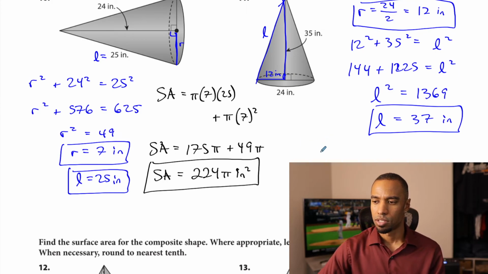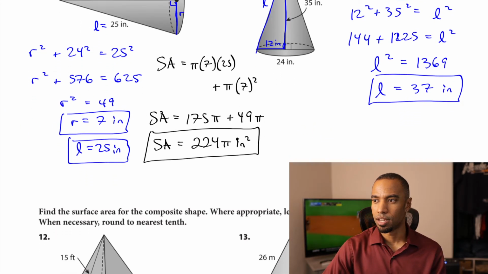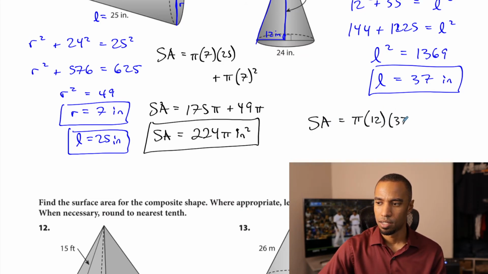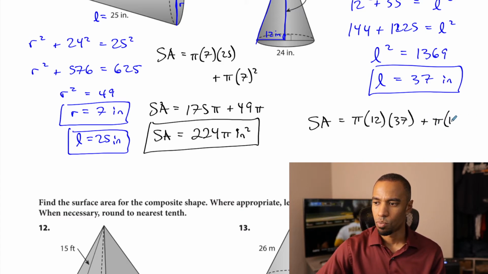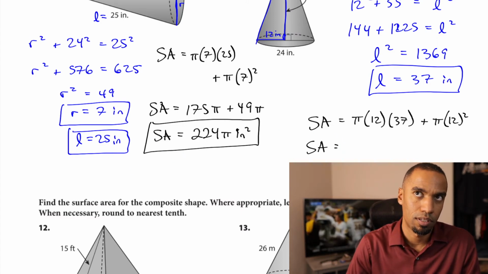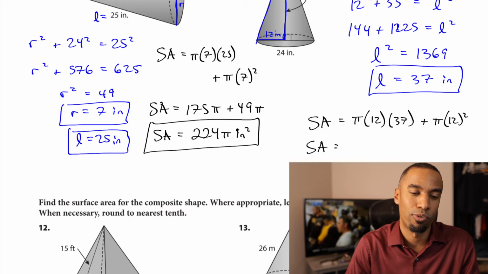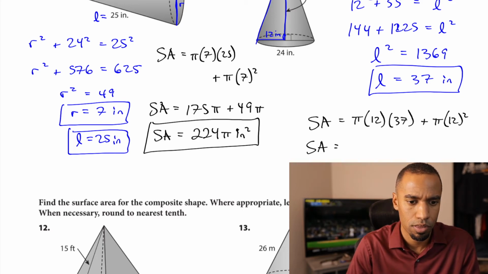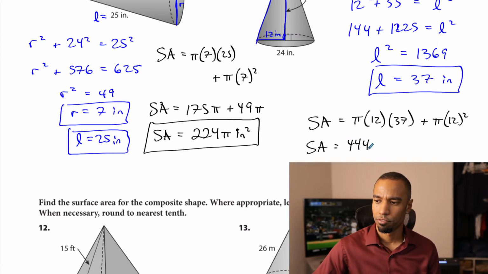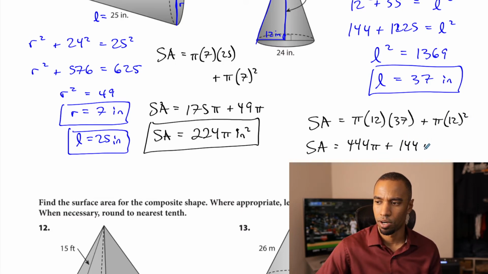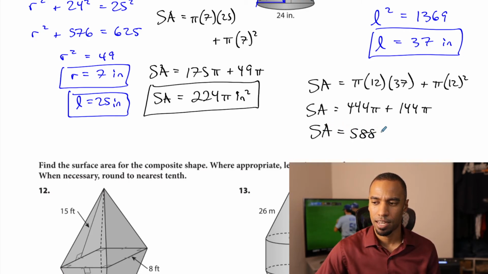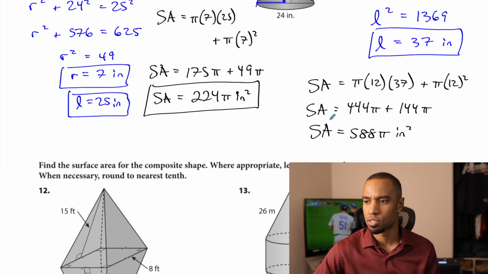Pi RL plus pi r squared. So your surface area here will be pi times the radius times the slant height plus pi times the radius squared. Okay, 12 times 37, I believe, is 444. So 444 pi, and then plus this is 144 pi. That should be 588. So that's 588 pi, and that's square inches, like that.